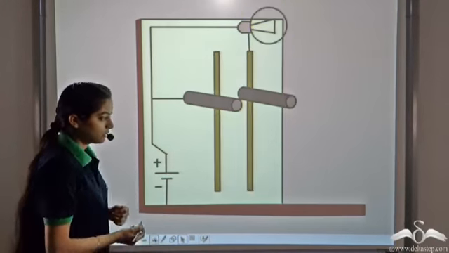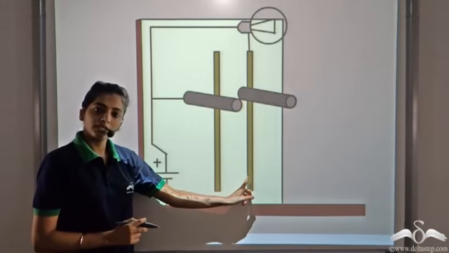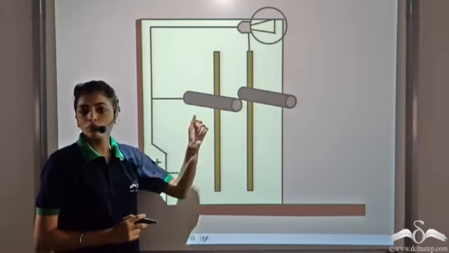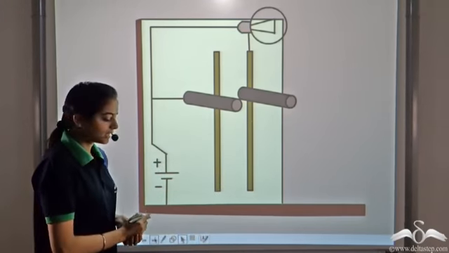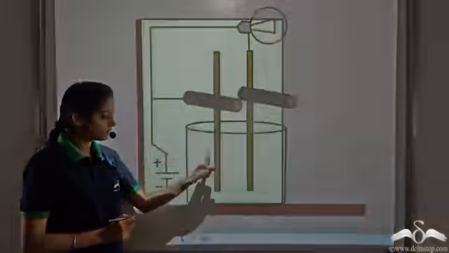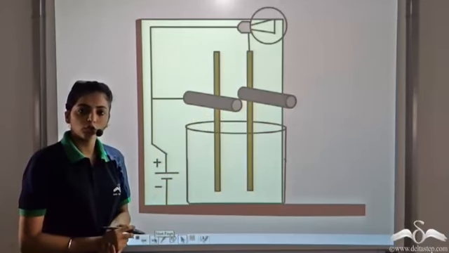Now, let's take the original setup. So in this case, we are not connecting the two metal rods. There is no closed loop formation, so the bulb does not glow. Let's take an empty beaker. We immerse the two metal rods in this empty beaker. The bulb does not glow.